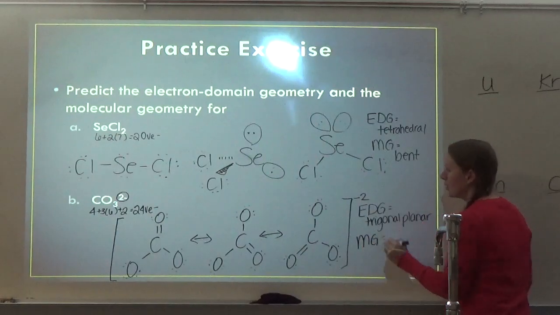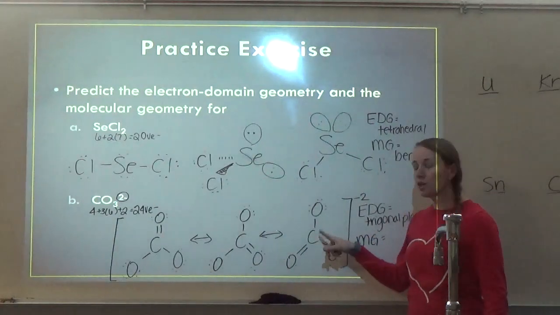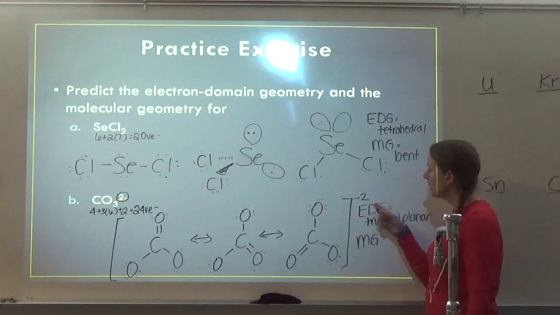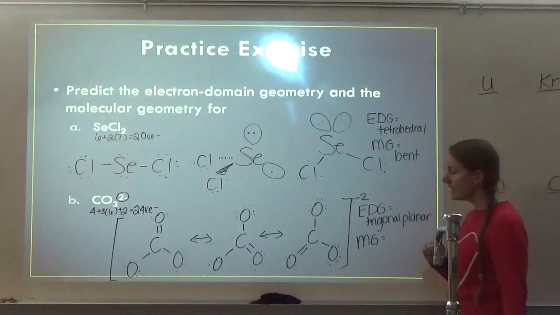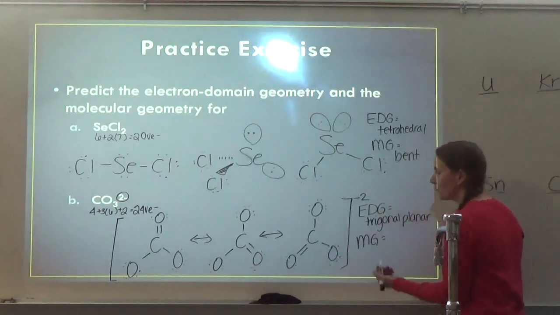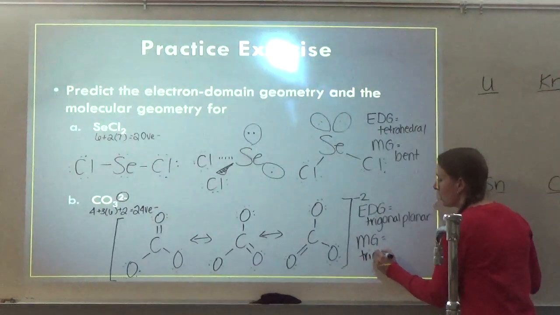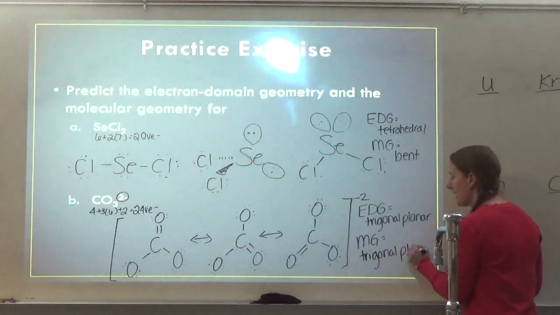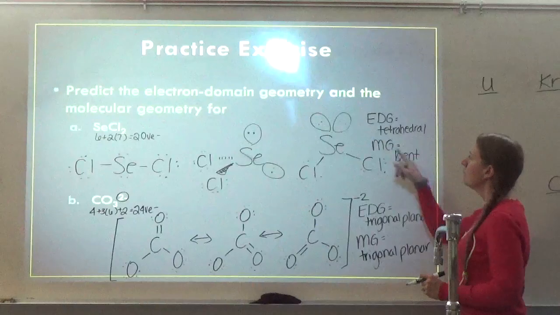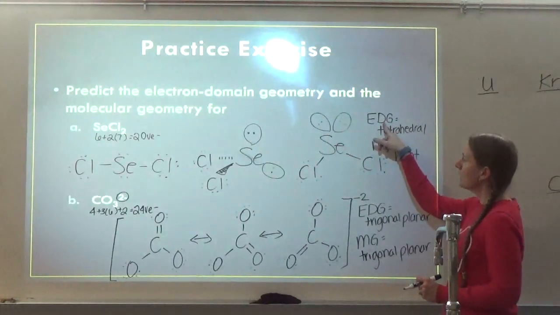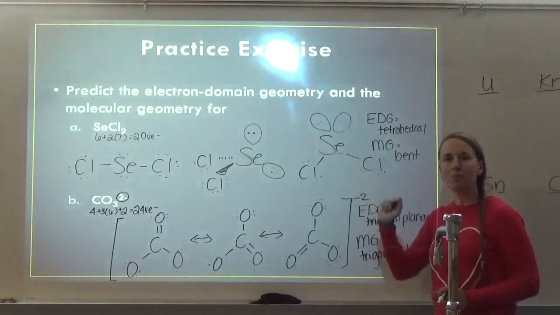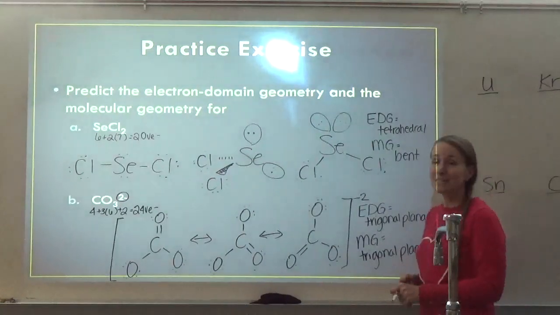My molecular geometry. Whenever you don't have any lone pairs on the central atom, your electron domain and molecular geometry are the same. Because again, I still just have the 3 domains. So it's also trigonal planar. So the only time that your molecular geometry doesn't match your electron domain is if you have any lone pairs on the central atom. Otherwise, they're the same.